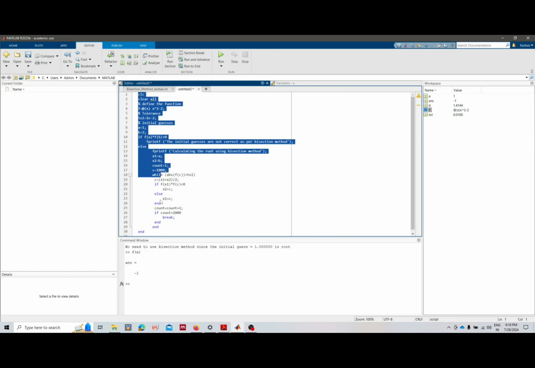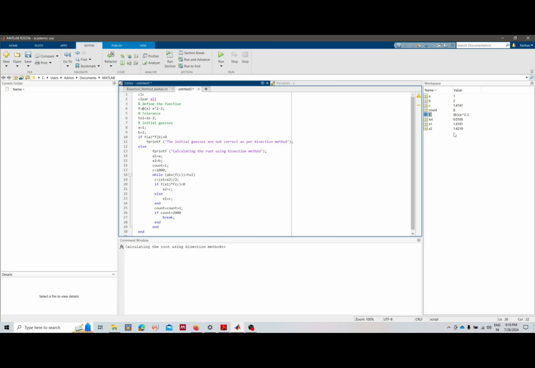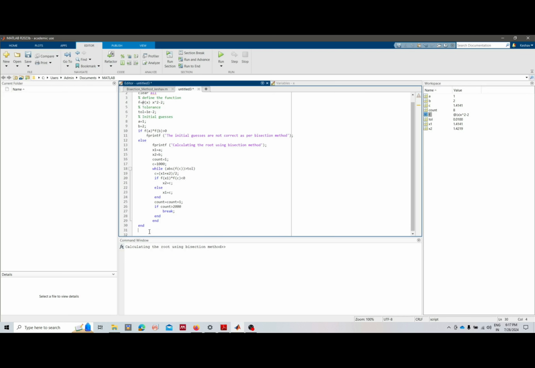Now if I evaluate this, it is written calculating the roots using bisection method. Now it has run. So what is my value now? It has run for 8 counts, meaning 8 times. After the 8th iteration it has converged, and my root will lie between these two values. So I can replace it, and either x1 or x2 I can choose as my root. Okay.